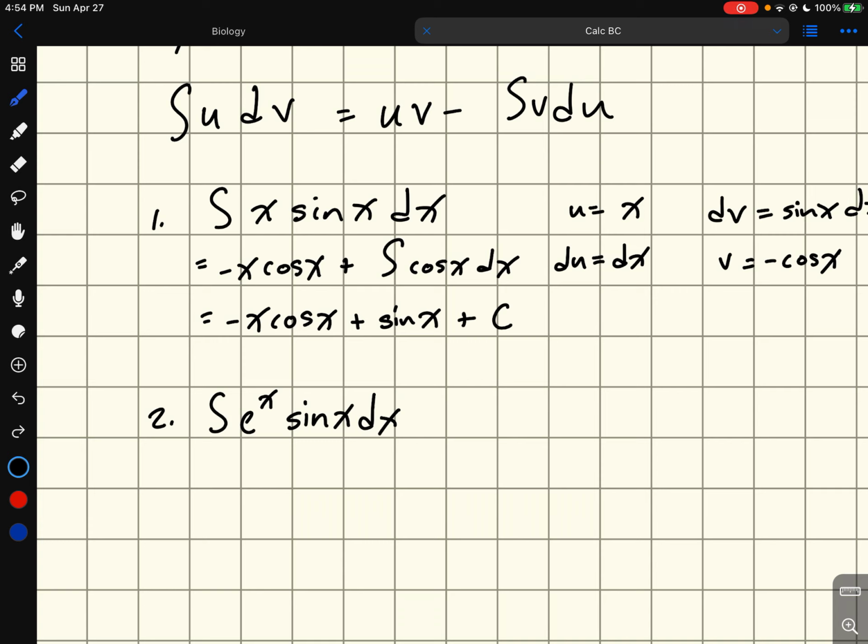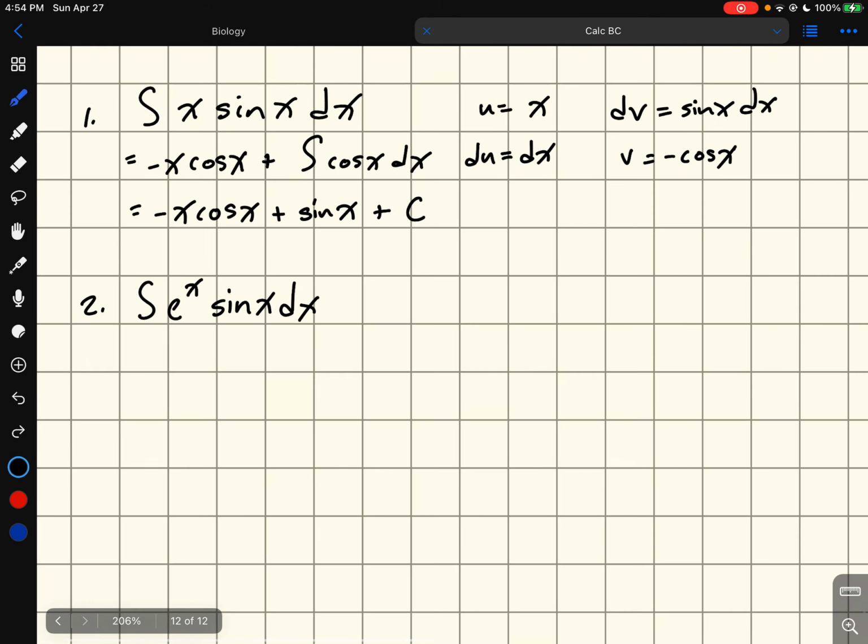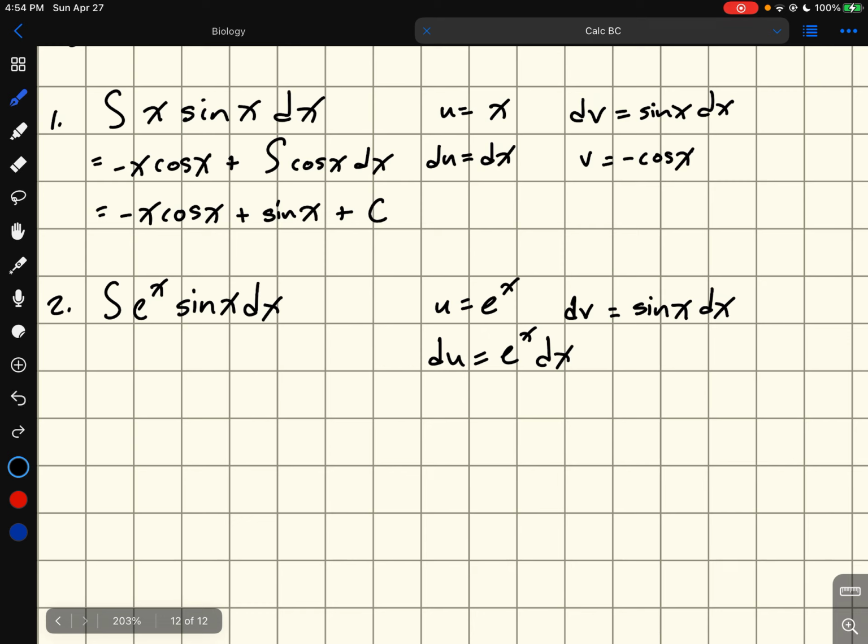Well, we're going to first just set u equal to e to the x. So basically we're just seeing what would happen if it equaled e to the x. And then the dv is going to be the rest, so sine x dx. So when we take the derivative of this, obviously we get e to the x dx. And then when we integrate v, the derivative of what is sine? Negative cosine x.